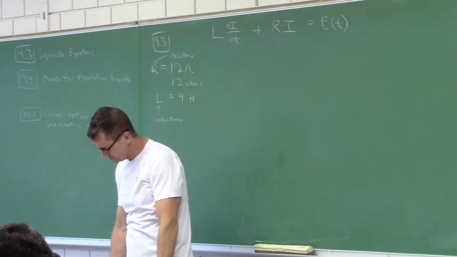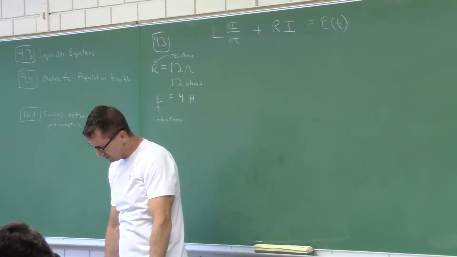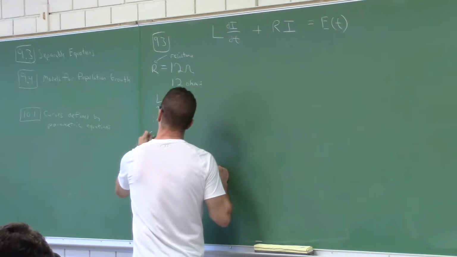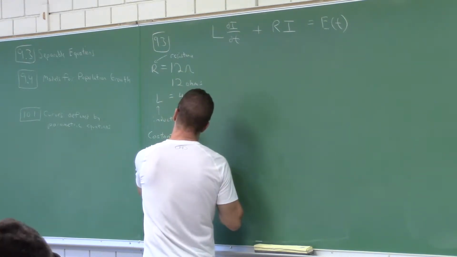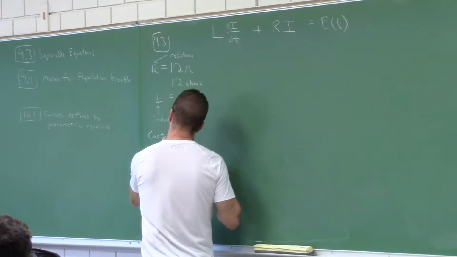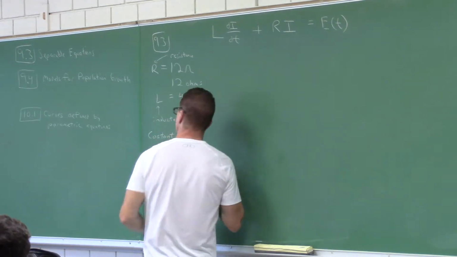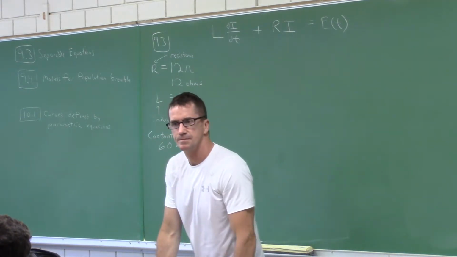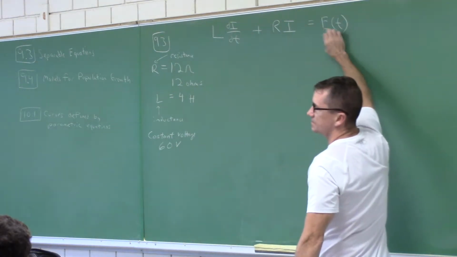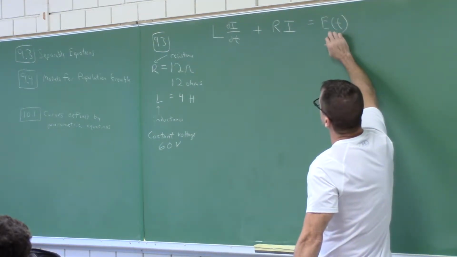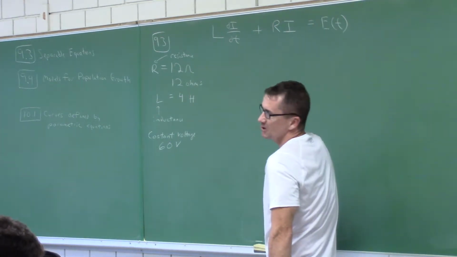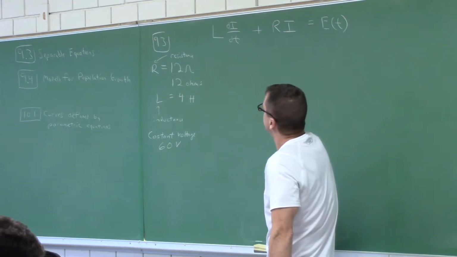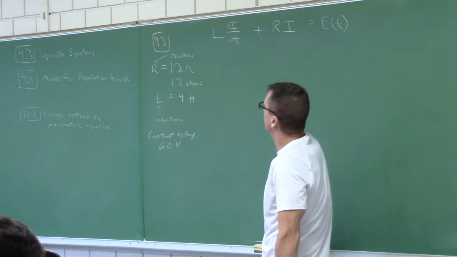Anything else? Oh, they said it's a constant voltage of 60 volts. And that's what we can put for E of t. So let's plug all these numbers in here, and then we're going to solve for I. And there is an initial value given. I'll give that to you.